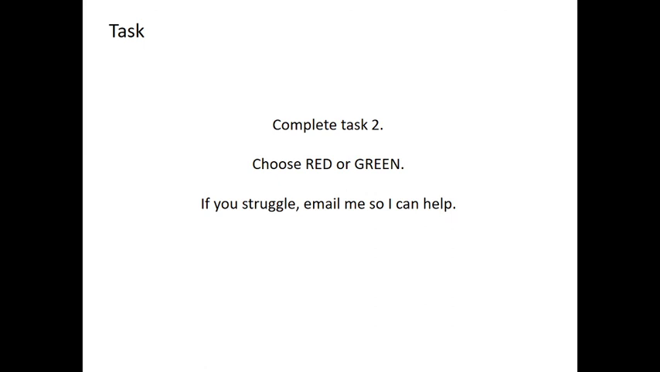So now it's time you can go and complete task number 2. So choose red or green. If you are struggling, email me so that I can help.